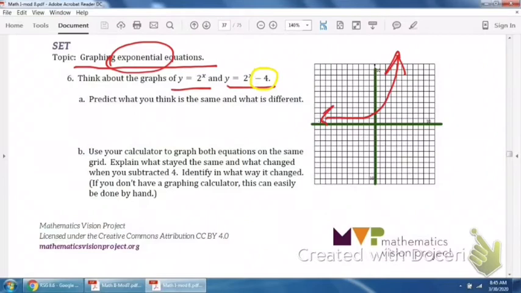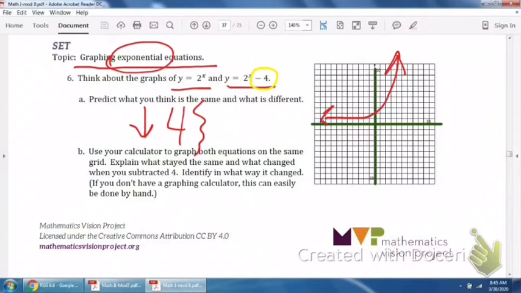Well, judging from what we just did before, if one says minus 4 at the end, to me, I think it's going to be moved down 4. So I think that the y-intercept is going to be a little bit different. Now, the same, you might think to say the slope, but these don't have a constant slope.